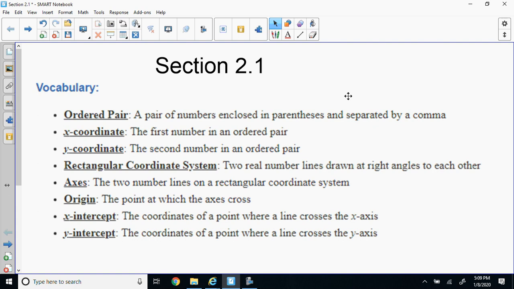So the X coordinate is the first number in the ordered pair. The Y coordinate is the second number in the ordered pair, right? The rectangular coordinate system, again, that is the Cartesian plane, right? Rene Descartes.